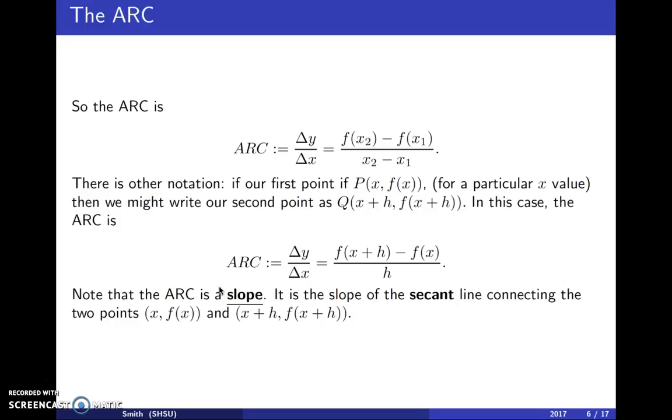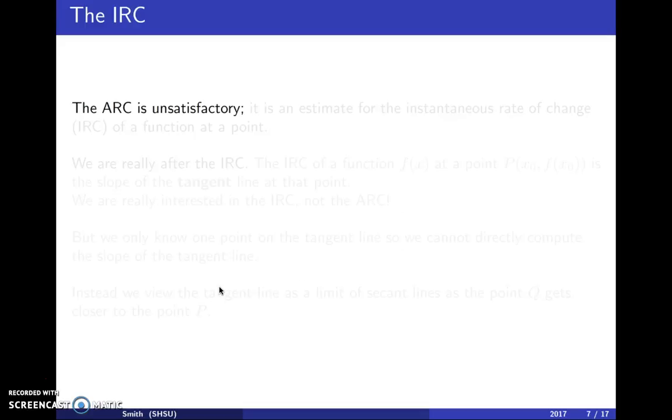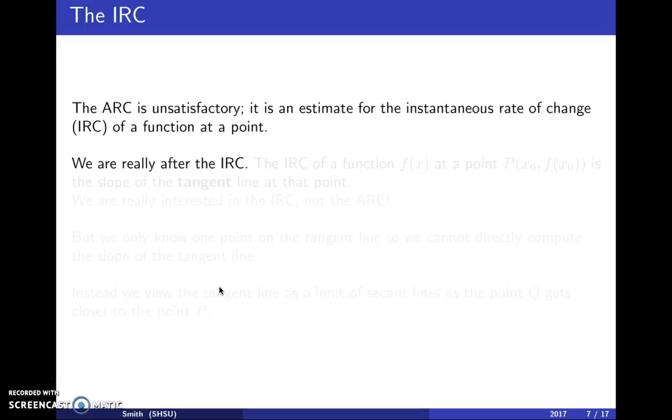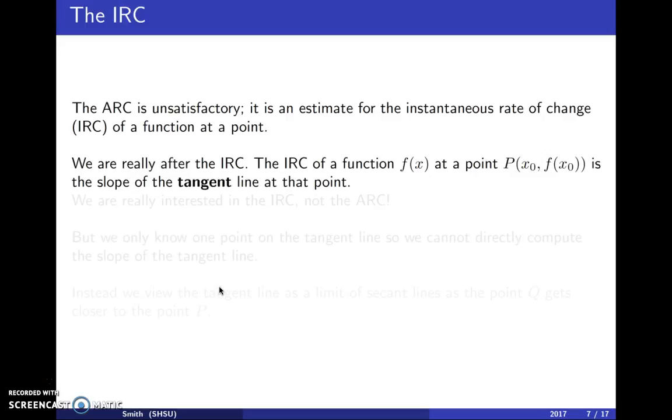There's other notation. I can use it in function notation. Again, we're summarizing here. The ARC is slope. It's the slope of a secant line. The ARC is unsatisfactory. It is an estimate for the instantaneous rate of change, the IRC, of a function at a point, and we're really after the IRC. The IRC of a function is the slope of the tangent line at that point.